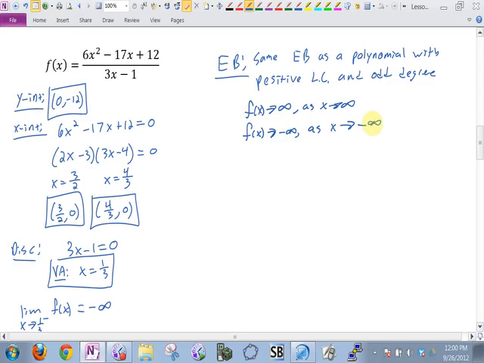But I want to do even better than that. Figuring out the end behavior, yeah, that's easy. Everybody should be able to do that. It's a piece of cake.